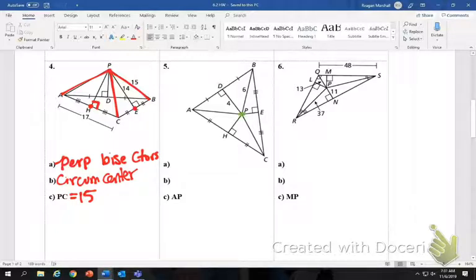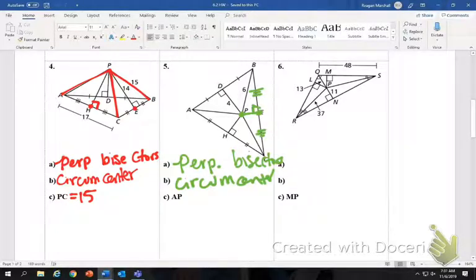Number 5, we have point P. We need to look and see if we have angle bisectors or perpendicular bisectors. Perpendicular bisectors intersect the side at a midpoint. Check, and they form a right angle. So perpendicular bisectors, which means this is a circumcenter. So from the center to the angles are congruent. So AP is 6. Once again, these are 1 point apiece for each A, B, and C.